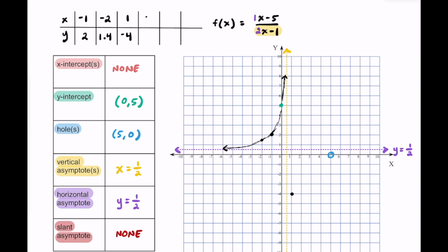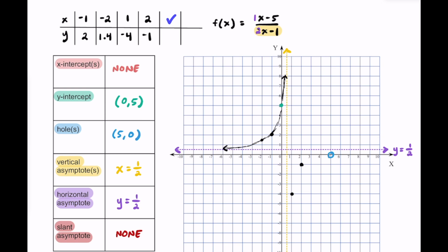We can say x is equal to 2. So we can take this 2 and plug it in right over here. So 1 times 2 is 2. Minus the 5 is going to be -3. So we'll have -3 on top. And then we have 2 times 2, which is 4, minus 1 is going to be 3. So we're going to have -3 over +3, which is just -1. So when x is 2, y is -1. Let's go ahead and plot that on our graph here. 2 comma -1, and it would be somewhere just like this.